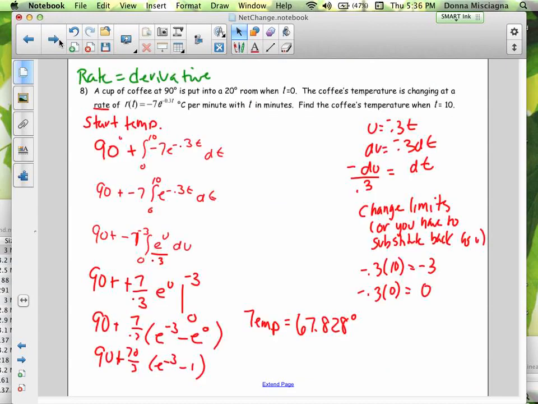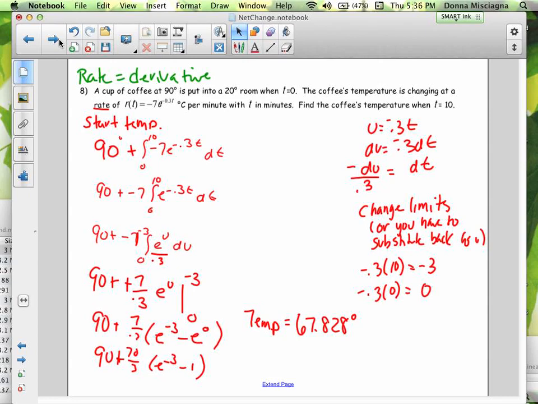The first thing is, this one was a longer question. It wasn't like the A, B, C, and D's, so this time I didn't say, okay, what do you think you're going to do? Remember the 90 degrees is your starting temperature, so you're going to add that to your displacement. How do you find your displacement? You're going to integrate and evaluate.